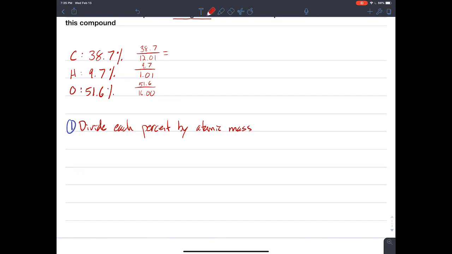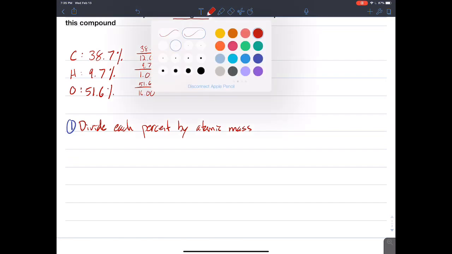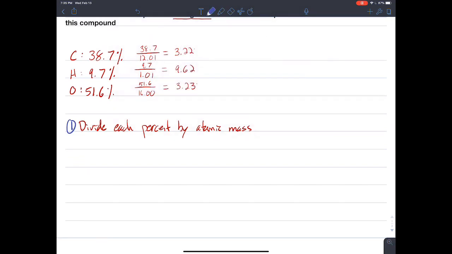So when I divide that, I'm going to get 3.22 here. I'm going to get 9.62 here, and I'm going to get 3.23 here. Okay, so you can already start to see the ratio that's forming here. 3.22 and 3.23 are essentially the same. But this brings us to our next step, so now we're on to step two.